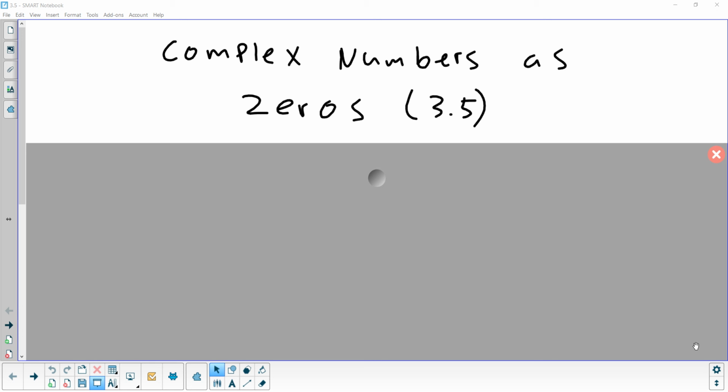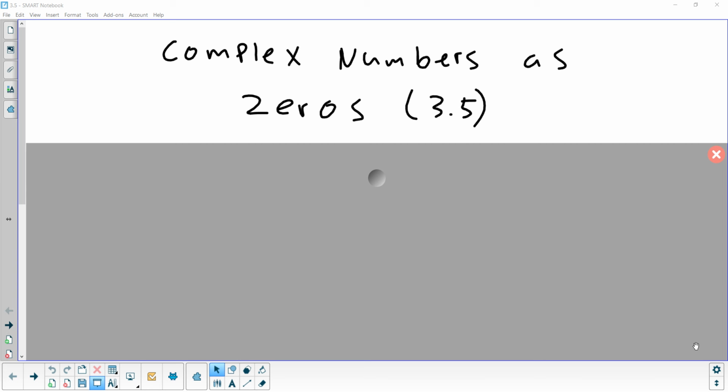So I'm going to take a look at 3.5 to start off the week. And 3.5 is an extension of 3.4, applying all the things that we learned about how to find roots using synthetic division, graphing calculator, and rational root theorem. But now it applies to complex numbers.